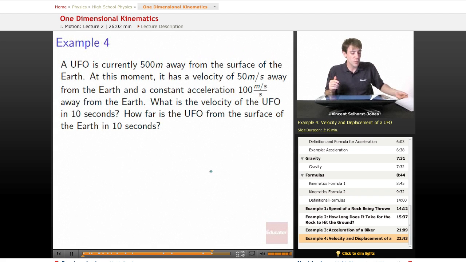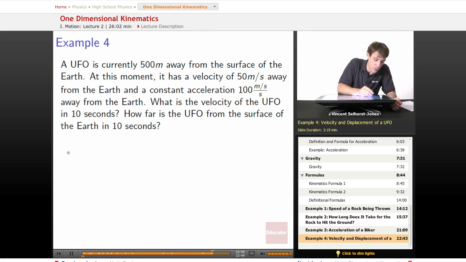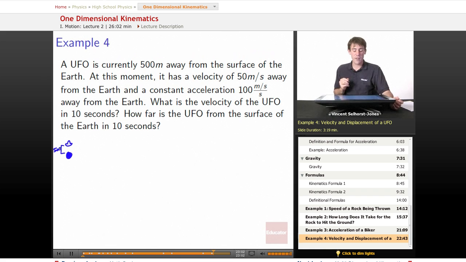Example. Okay, so we've got a UFO that's currently 500 meters away from the surface of the Earth. So here's the Earth, and here's our little UFO hovering in space. It's currently 500 meters above the Earth, and at this moment, it has a velocity of 50 meters per second.